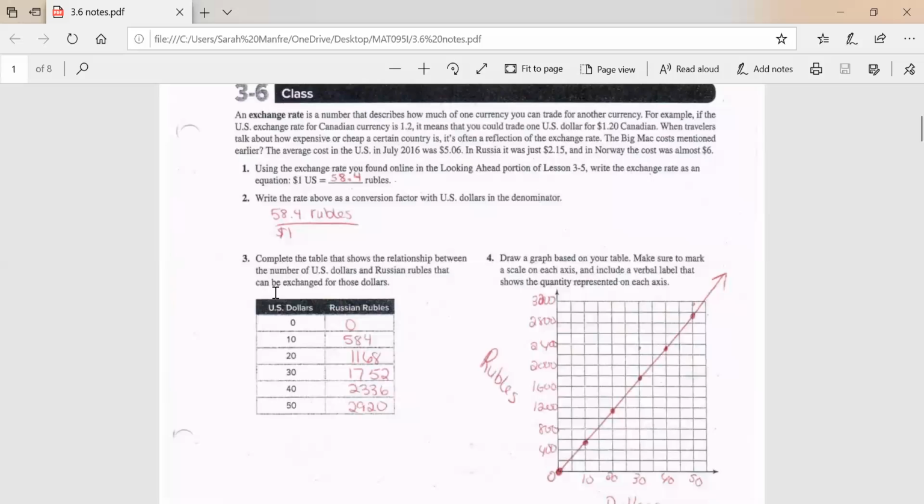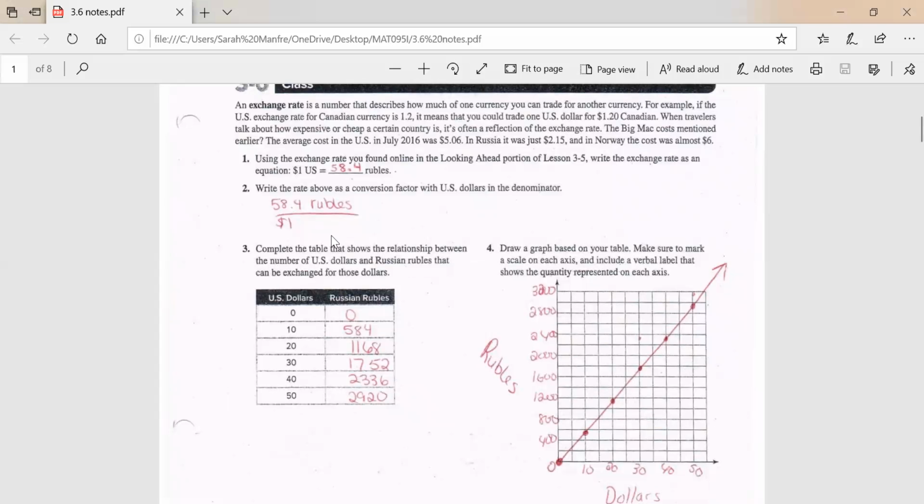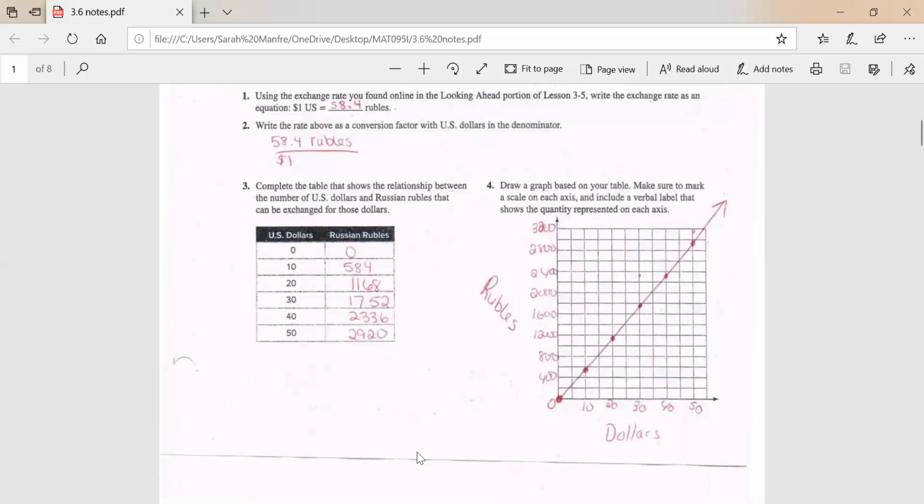Okay. Now using this rate, we are going to complete this table. So how much would 10 US dollars be? Well, you have to multiply 58.4 by 10. You do 58.4 times 20, 58.4 times 30, and so on. Okay, draw a graph based on your table. Make sure to make a scale on each axis.